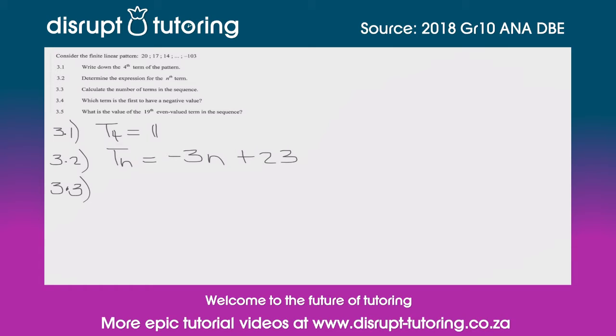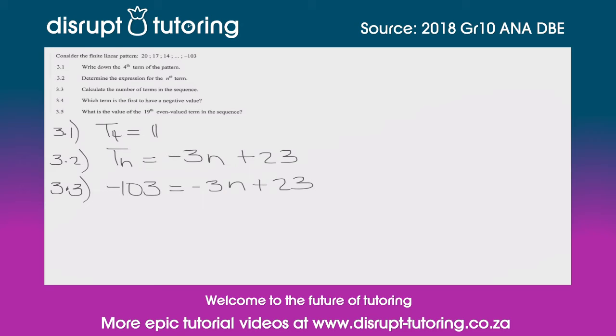Calculate the number of terms in the sequence. Now we know the very last term in the sequence is this negative 103. So we're going to put that in to our Tn position, minus 3n plus 23. So solving for n is going to give us the number of terms that negative 103 is at. Okay, so let's now solve for n.